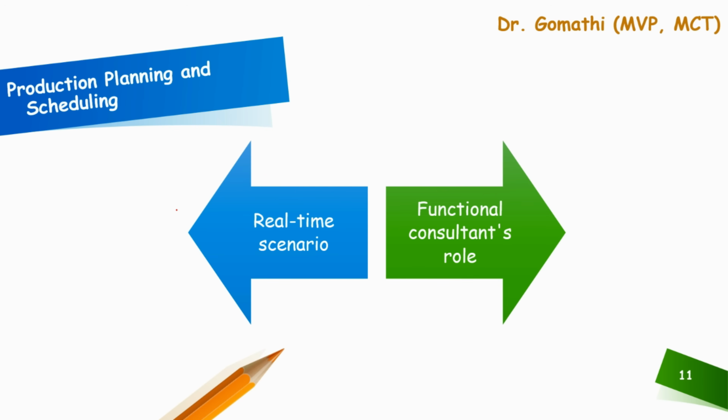And regarding production planning and scheduling, the scenario is a consumer electronics manufacturer needs to plan the production of a smartphone based on the demand forecast. Okay, that is what we have done in the very first level. So as a functional consultant, you have to set up the production planning module, define production routes, BOMs, and capacity planning parameters, and collaborate with production teams to create schedules.